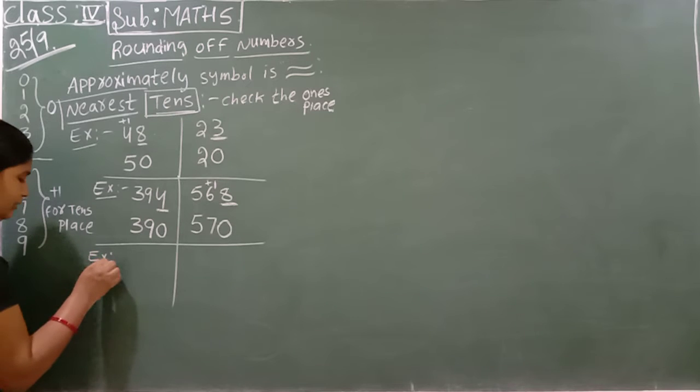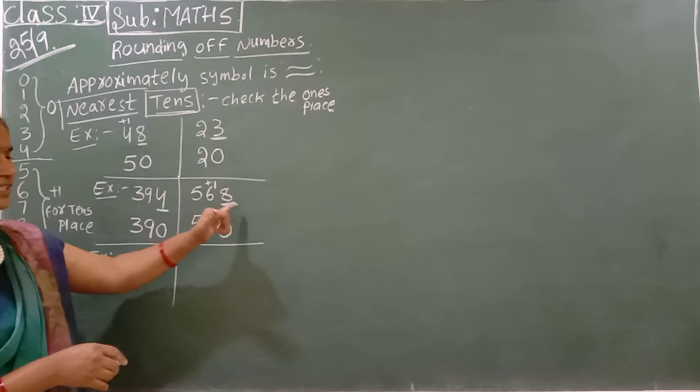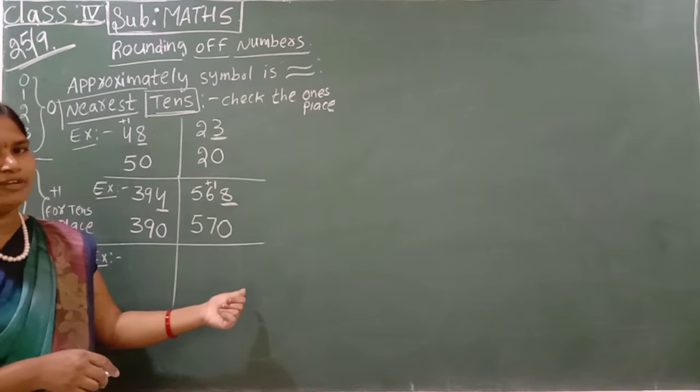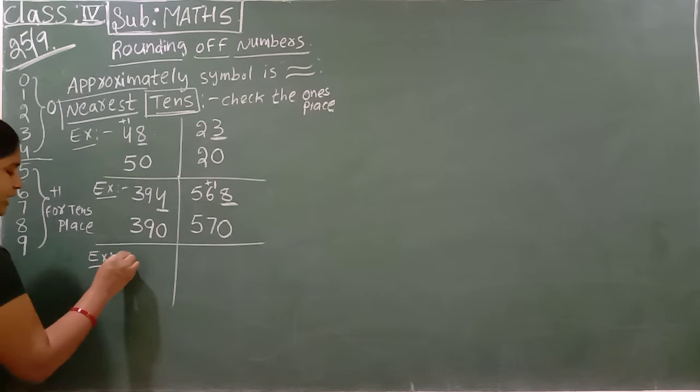One more example. Here I took a 2-digit number and a 3-digit number. Now I want to take a 4-digit number.